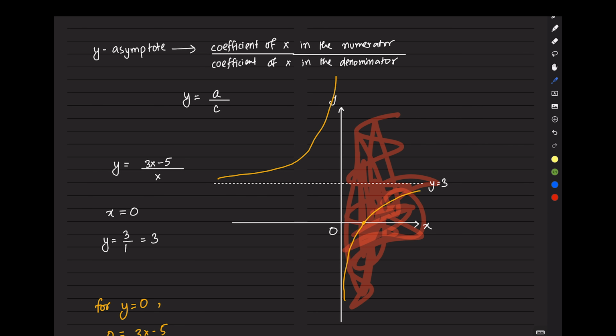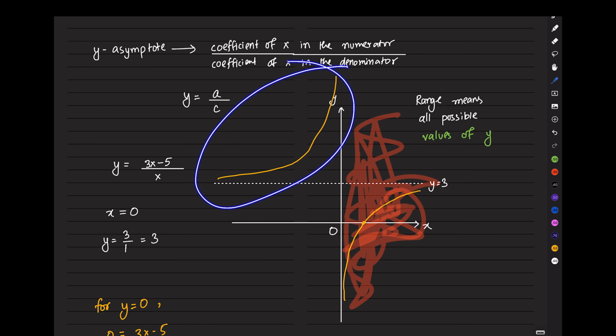So what does range mean exactly? Range means all possible values of y. Now from the graph, if I try to find an upper limit of y, there is no upper limit. y keeps on going up until infinity.